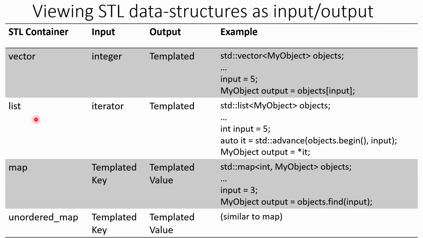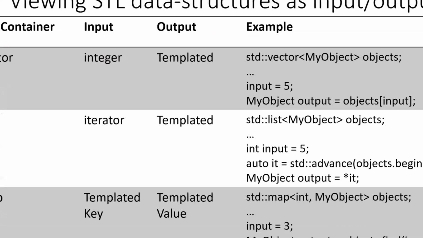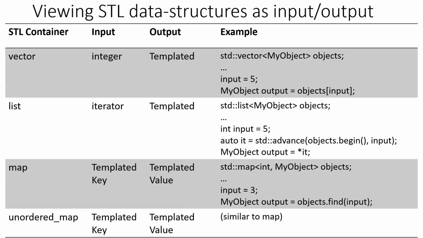We have the vector, the list, the map, the unordered map. The input for vector has to be an integer. Output is a templated type. Input for list is an iterator. Output is a templated type. Map and unordered map both take some templated keys, and the outputs are all templated values.